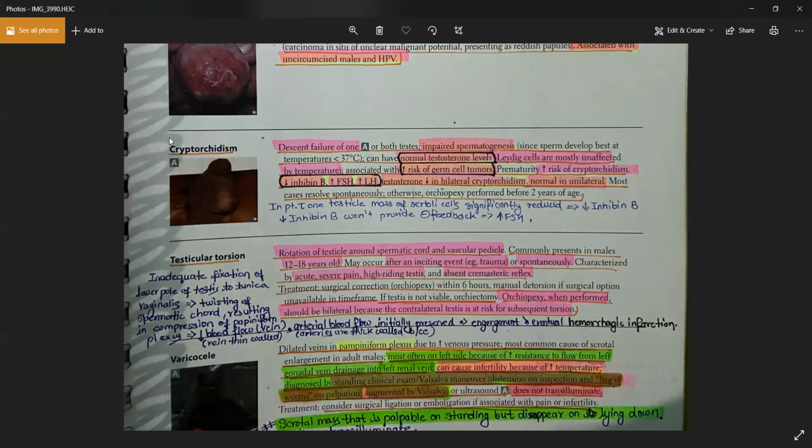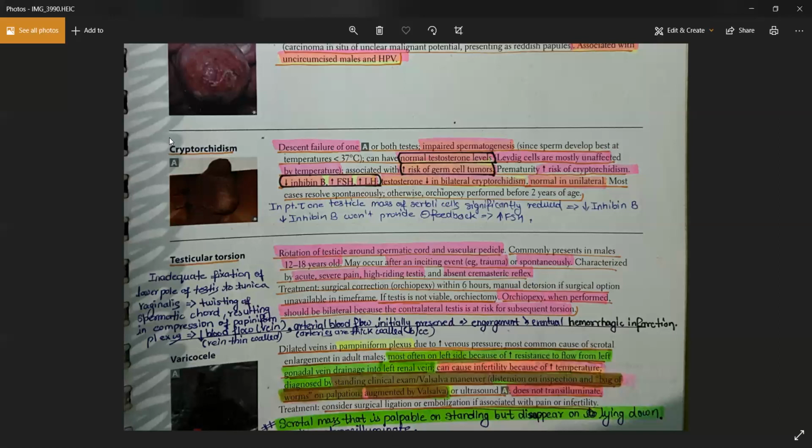Now, before 2 years of age, if you diagnose that the patient has cryptorchidism and the patient is still 1 year or maybe 1.5 years old, then you can perform the orchiopexy, which is basically by means of surgery causing the descent of the testis. Surgically you will do that. So before 2 years of age, orchiopexy. After 2 years of age, orchiectomy. So that's about the cryptorchidism.